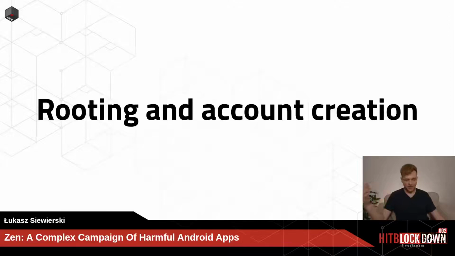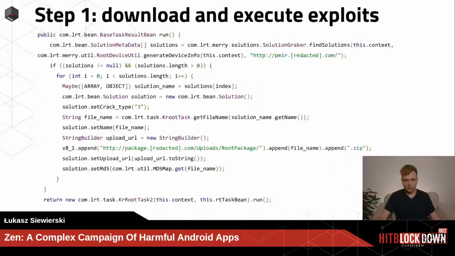Okay, let's move up the technical complexity of the apps. So I mentioned the very simple ad SDK network, and then I mentioned the click fraud. Now we are going to routing and account creation. The way this app routes the phone is it uses an API to connect to a server and then download something they call solution. Solution in this case is an exploit that is downloaded from the CNC. And the app sends the device info to the CNC, and then CNC decides which solutions or exploits will be downloaded and will work on this particular device.